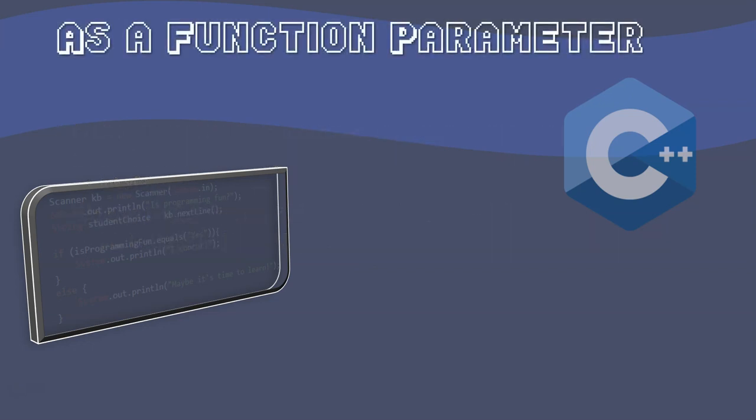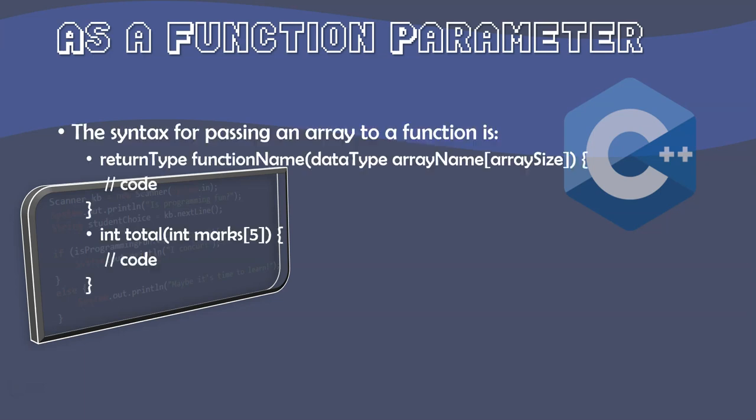Now, what about arrays as a function parameter? A lot of times we might need to plug an array into a function parameter. Well, the syntax for passing an array to a function is as follows: return type, function name, data type, array name, array size, and then execute some code. So for example, in this here we have int total. We have an integer array called marks of size 5. We're going to pass that in, and then we're going to execute some code.